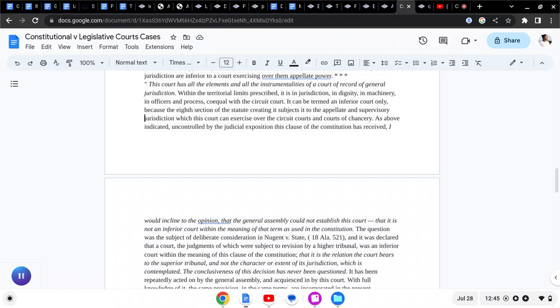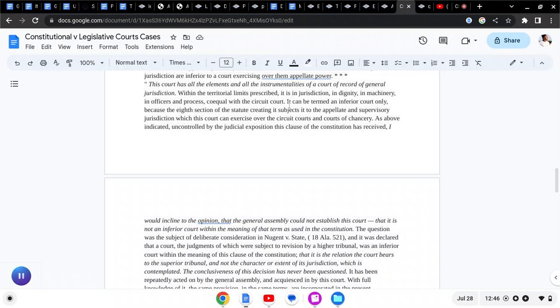So this is a statutory. Let me see it. I have to read it some more to see what they're talking about. It can be termed an inferior court only because the 8th section of the statute. So this is what they did. This is what they're talking about. The legislature created a legislative court with all of the instrumentalities of a court of record of general jurisdiction. I might be quoting that wrong. I'm gonna have to read that some more, so I'm gonna stop right there. Let's go down.